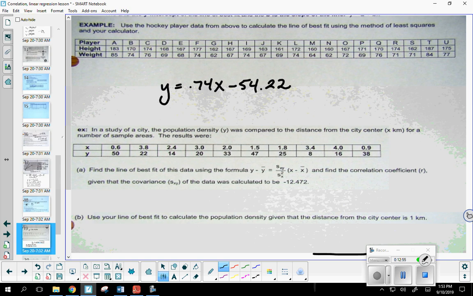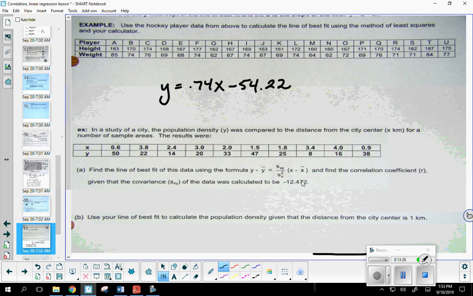Well, let's take a look at another example. In a study of a city, the population density Y was compared to the distance from the city center, X kilometers, for a number of sample areas. Here are the results. Find the line of best fit of this data using the formula, and find the correlation coefficient R, given that the covariance S sub xy of the data was calculated to be negative 12.472.